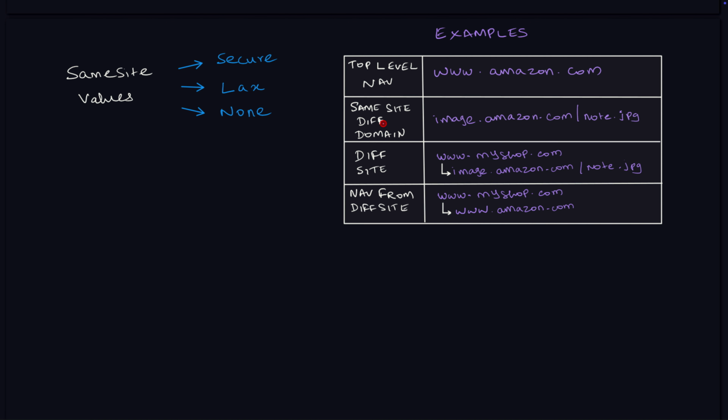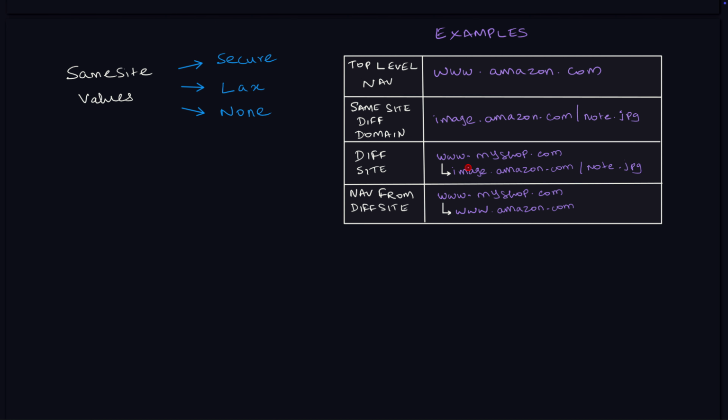And the second scenario is same site, different domain. The user has visited www.amazon.com and within that website, we have a link to an image, and that image is coming from image.amazon.com/note.jpg. If you see this, the top level URL that the user has typed and the image link have the same site. The site in this case is amazon.com. So these two URLs use the same site, but the domains are different. For the first one, the domain is www.amazon.com, and for the image link, the domain is image.amazon.com. So the domains are different, but the sites are the same. This is the second scenario.